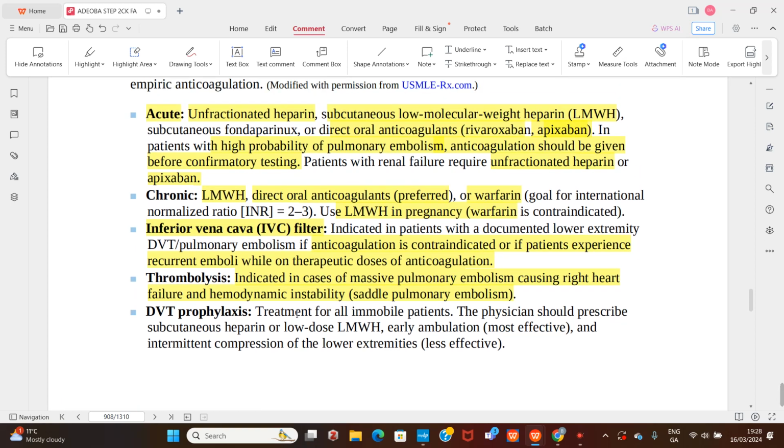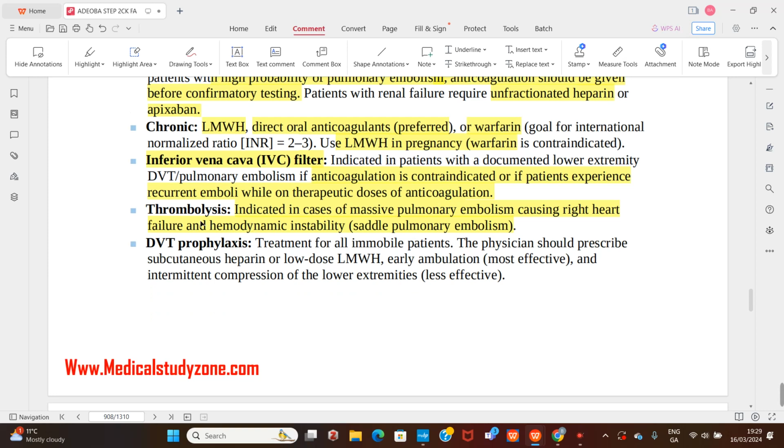Sorry, Dr. Bawale, can you help me with why warfarin is contraindicated in pregnancy? I can't remember again. I think teratogenic. Teratogenicity, yeah, stippled epiphysis.